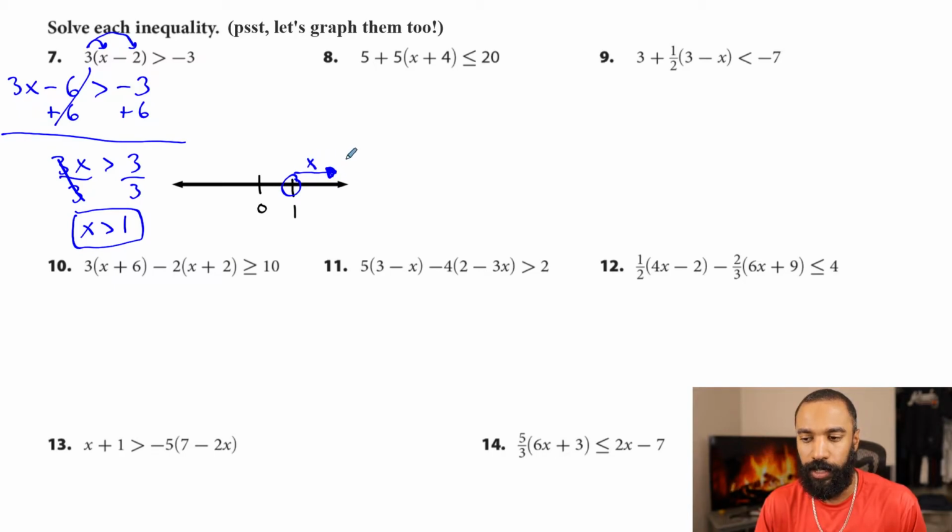x can be 2, x can be 7, x can be pi, x can be a billion. If I take a billion and place it in this inequality, I will make a true statement. And that's the whole point of what we're doing here. We're trying to see what values of x will make this statement true. The left side greater than negative 3. So apparently any number greater than 1 will work.